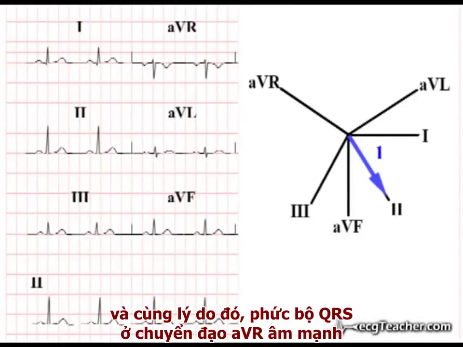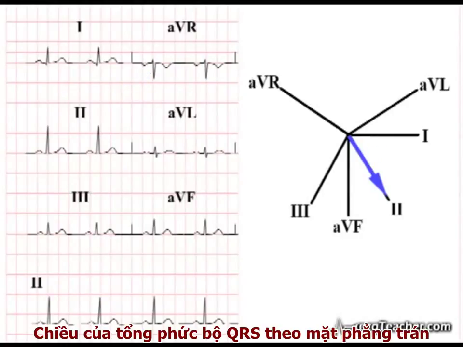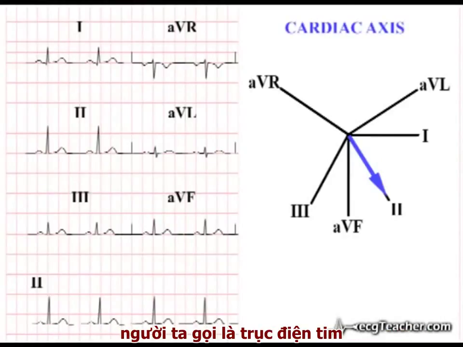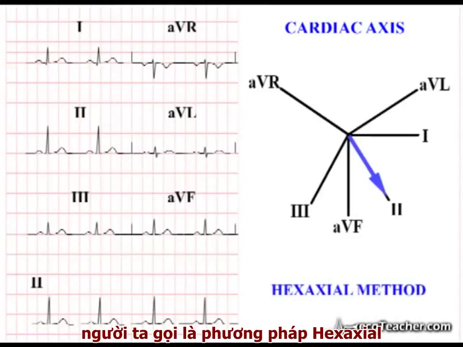Consistent with this, the QRS complex in lead AVR is strongly negative, with a deep S wave and little R wave activity. The direction of the total frontal QRS vector is called the cardiac axis, and we've just estimated its position based on the morphology of the QRS complexes in the frontal leads, using the so-called hexaxial method.